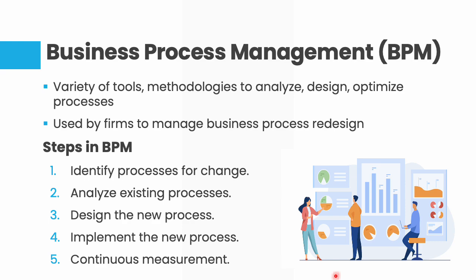So how does it work? Actually, it's a cycle of 5 clear steps. It's like following a recipe to improve your recipe. First of all, you have to choose which recipe needs improvement. Maybe the noodle making process is too slow. The company picks which process needs a change.